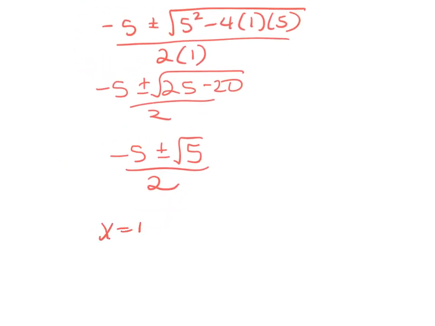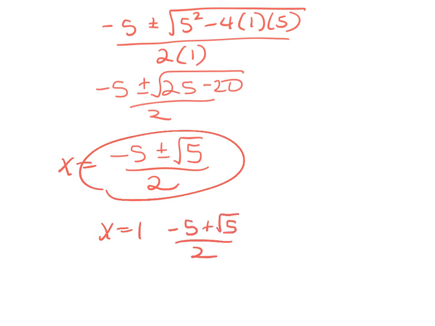So you have x equals 1, and then you have the two zeros that are right here, because this is x equals when you use the quadratic formula. So if you want to write them apart, you can. I'm okay with you leaving it as plus minus.